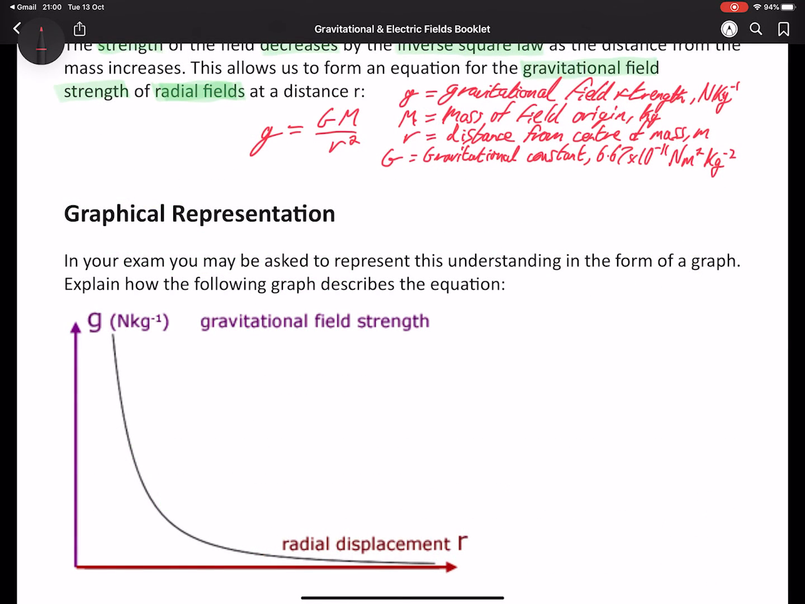Now, sometimes you will be expected to illustrate this concept or be able to interpret a graph or select it in multiple choice. Luckily, the graph is fairly logical. It shows that the gravitational field strength rapidly decreases in strength as the radius, or radial displacement as it's shown here, increases. And this is simply following the inverse square law. It's pretty much what we would expect of this. So it's a very familiar graph for any inverse square law effect.